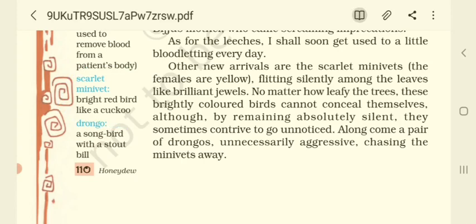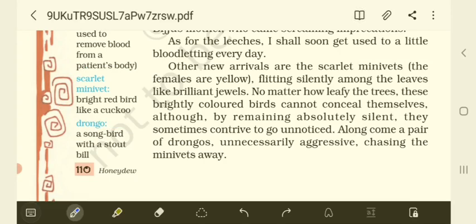The females are yellow, flitting silently among the leaves like brilliant jewels. So they sit among the leaves and they look as if the leaves are decorated with golden jewelry. Alright. So he says, no matter how leafy the trees, these brightly colored birds cannot conceal themselves, means they cannot hide themselves, although by remaining absolutely silent, they sometimes contrive, means they sometimes try to go unnoticed.